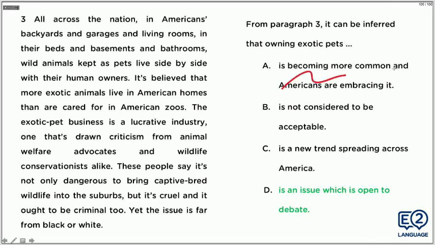So we've eliminated A, we've eliminated B, now we've got C. It's a new trend spreading across America. Well, it just doesn't say that at all. And the answer here is D, it's an issue. Owning exotic pets is an issue which is open to debate. And that's because it comes from this particular sentence here, the issue is far from black or white. What does that mean, if an issue is far from black or white? Well, it means that it's ambiguous, that means that it's debatable, it means that it's not clear. And so we can infer from this that the issue is open to debate.